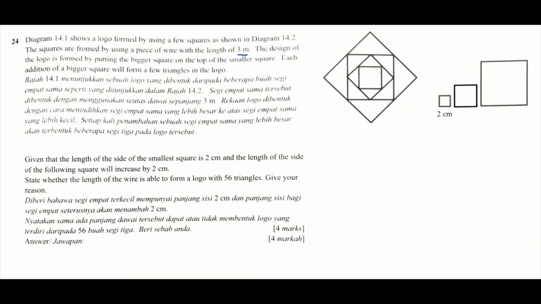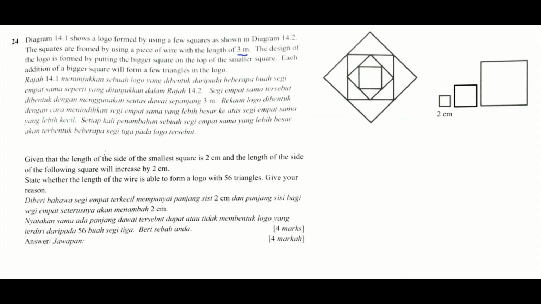So what you can realize here is you have a smallest square here. Then after that, I put another square. After I add another bigger square, it will form a few triangles in the logo. For example, this is the first square. Then when I add in the second square, it will form 1, 2, 3, 4 triangles. Then I put in another bigger square and I'll be able to form another 4 new triangles. Then when I continue for the fourth square, I'll be able to get another addition of 4 triangles. Okay, so that's the idea.